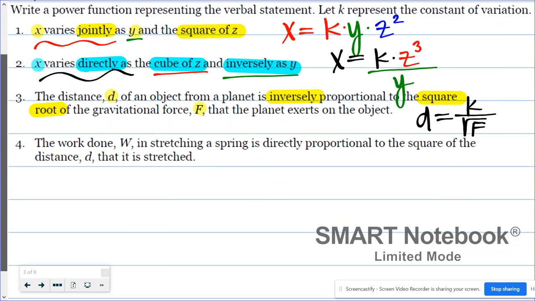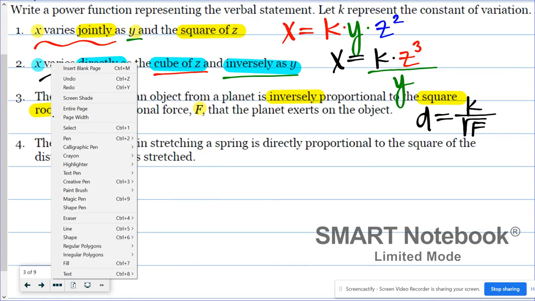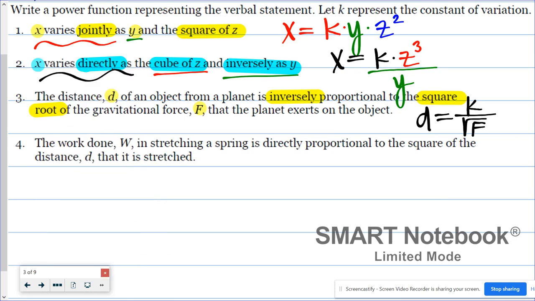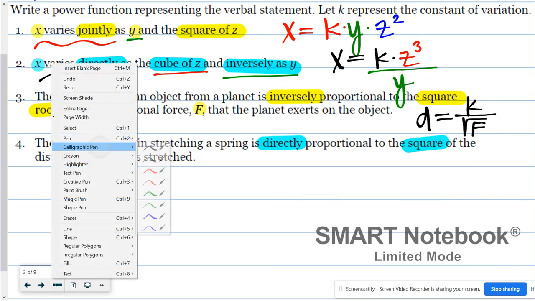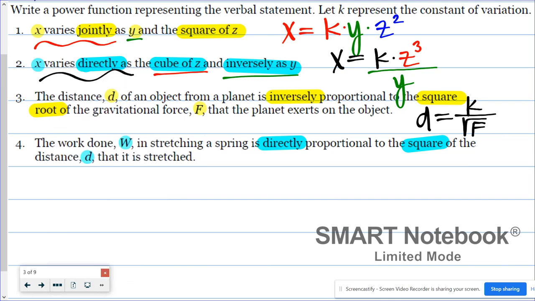One more. Maybe you want to pause, try it, and then check in with me. The work done W in stretching a spring is directly proportional to the square of the distance d that it is stretched. So W directly square d. Got it? So W directly, so equals k times the square of d, d squared.